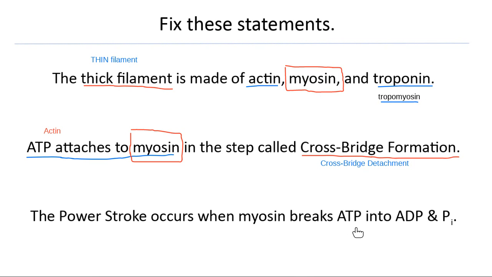If I wanted to change this statement and I wanted to talk about what happens in the power stroke, what are some of the things that we came up with or that we might think of now that happened during the stage called the power stroke? What happens during the power stroke?